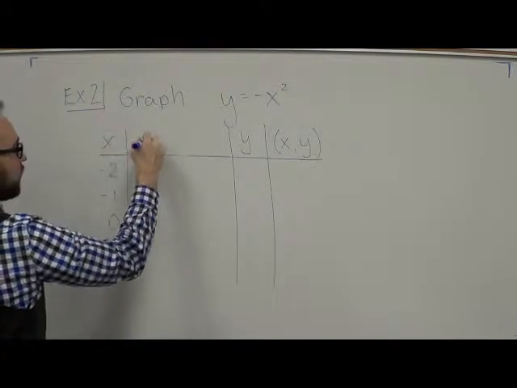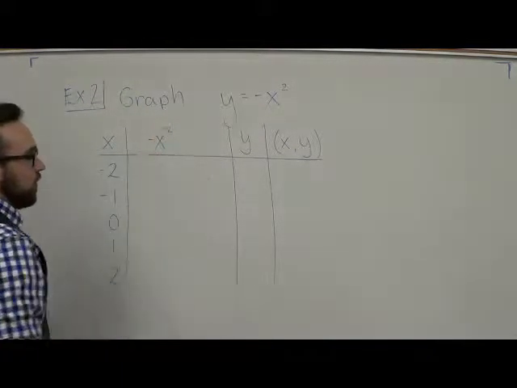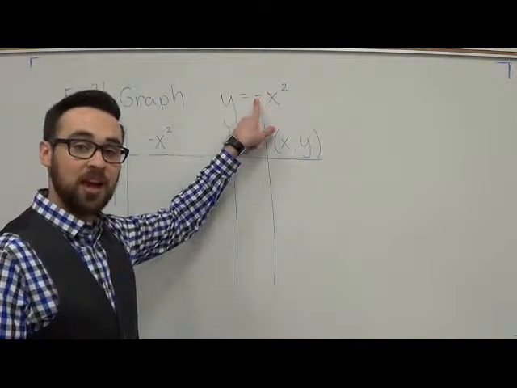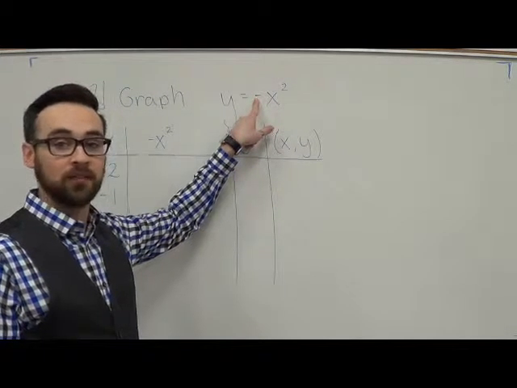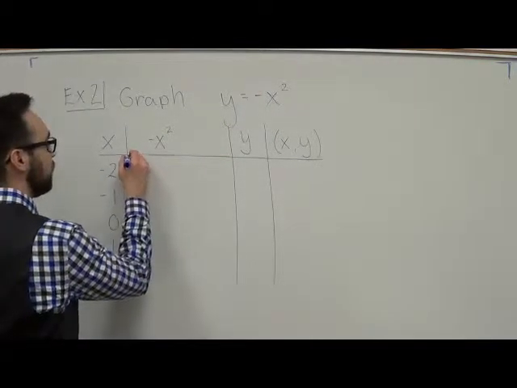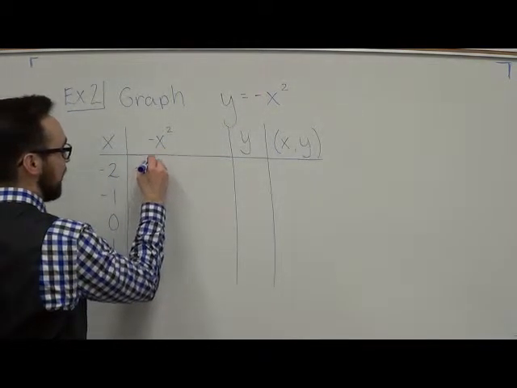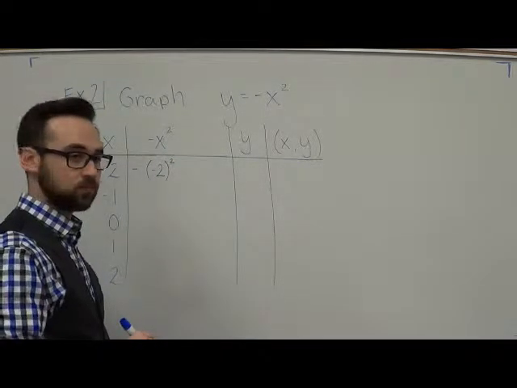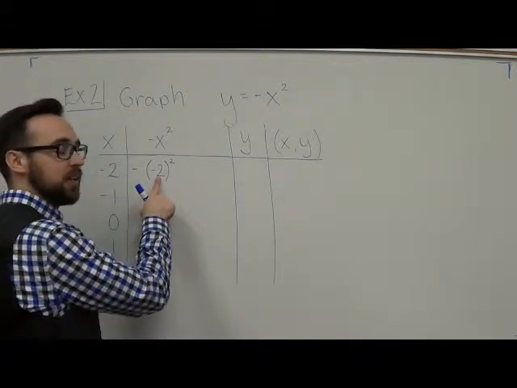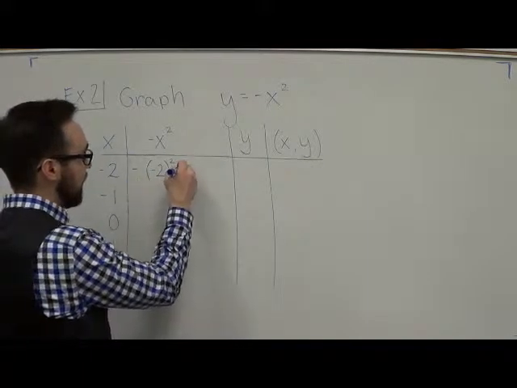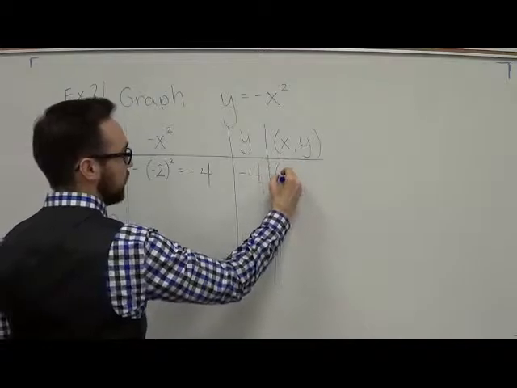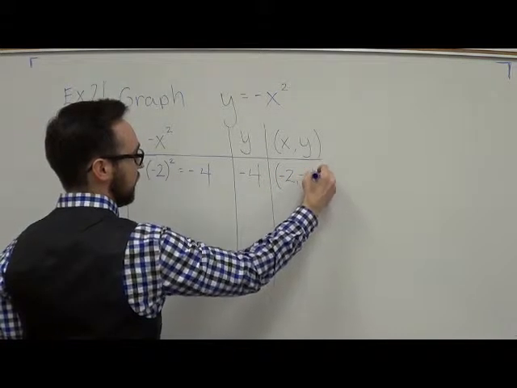Now, the important thing here, that negative is outside the x squared. We do not square it away. So when I pick a negative 2, we're going to have negative 2 squared. So what do we get? Negative 2 times negative 2 is 4, but it's negative, so we're actually going to get a negative 4. So the negative 2, negative 4.